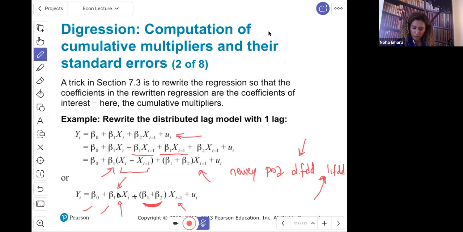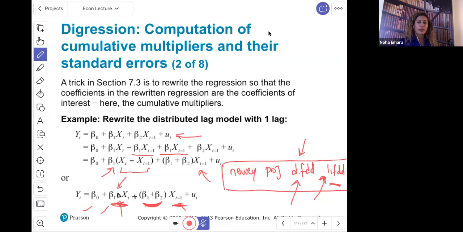Can you understand that? So this is the POJ, okay? So if you go to your regression and let's say you typed it this way: one time I have a D for the difference, which is the change, and one time I just have the first lag. The coefficients that I will get in the output can be interpreted as the impact effect and the first period cumulative multiplier.